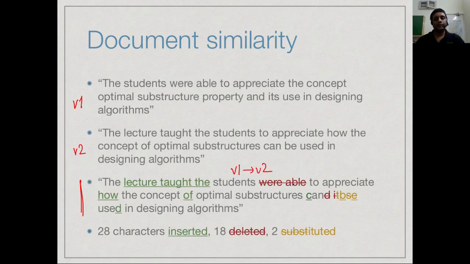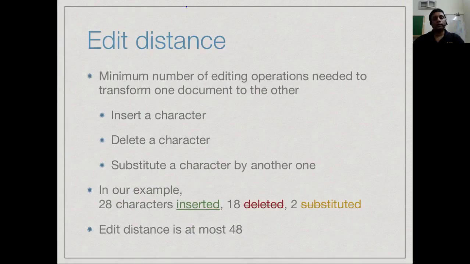We have deleted the letters marked in red with a line through them. Okay, and in this yellow we have replaced, so we have replaced the T by a B and an S by an E. Okay, so we have 28 characters. You can count that there are 28 characters which have been inserted, including spaces and all that. 18 characters have been deleted. Okay, and 2 characters have been substituted. Okay, so now this can be a basis of measuring how close two documents are to each other.